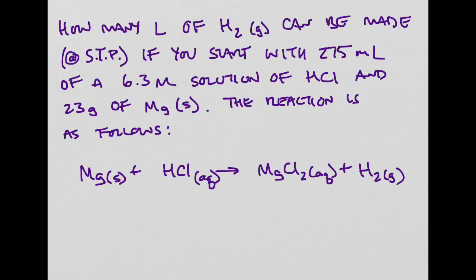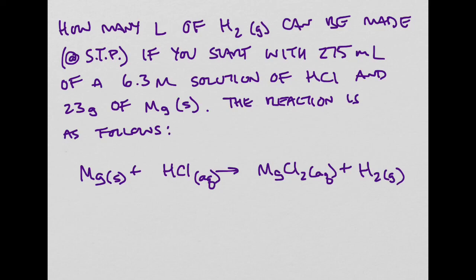Okay, so here's the question. How many liters of hydrogen gas can be made, assuming we're at STP, if you start with 275 milliliters of a 6.3 molar solution of HCl and 23 grams of magnesium? And I show the reaction. It's not balanced, but I show the reaction. This is a reaction that we've actually done in lab before, so it shouldn't be completely unfamiliar.